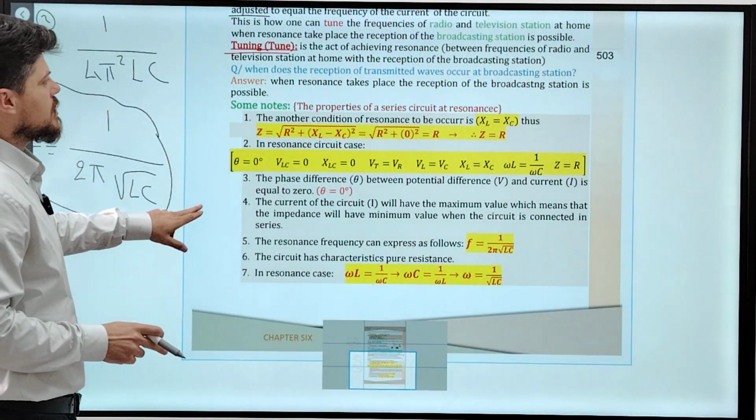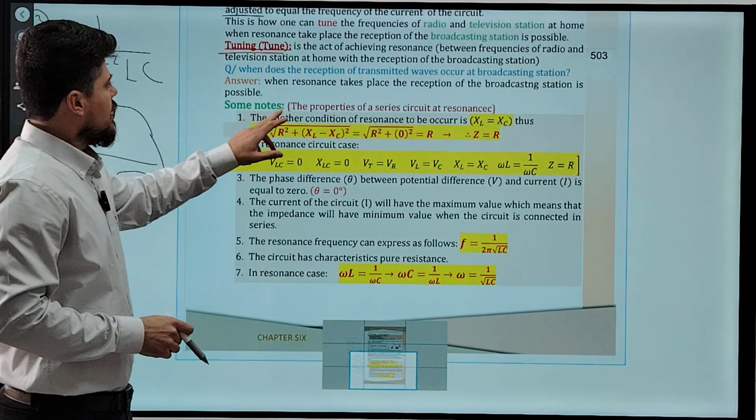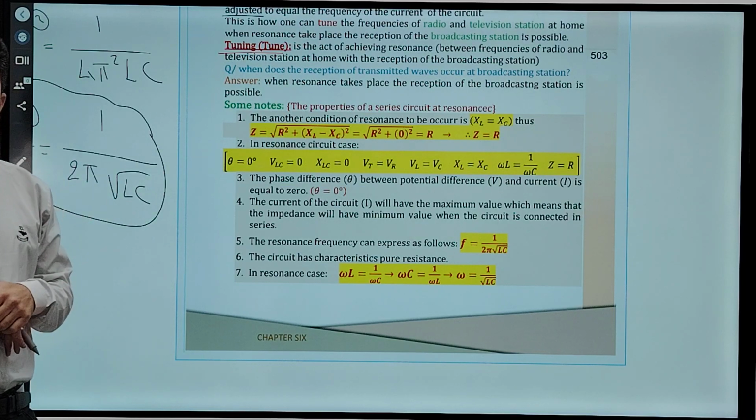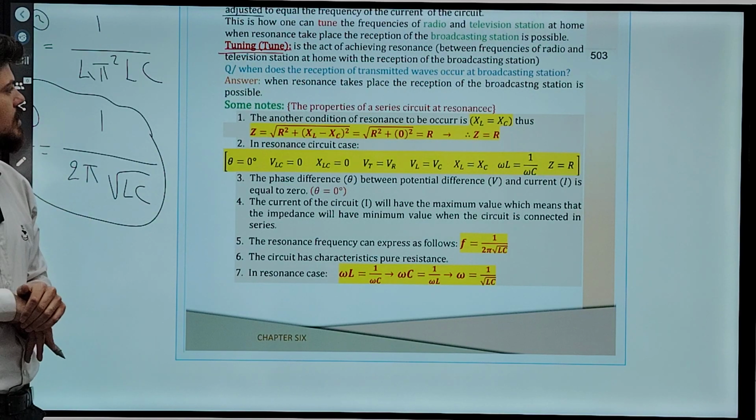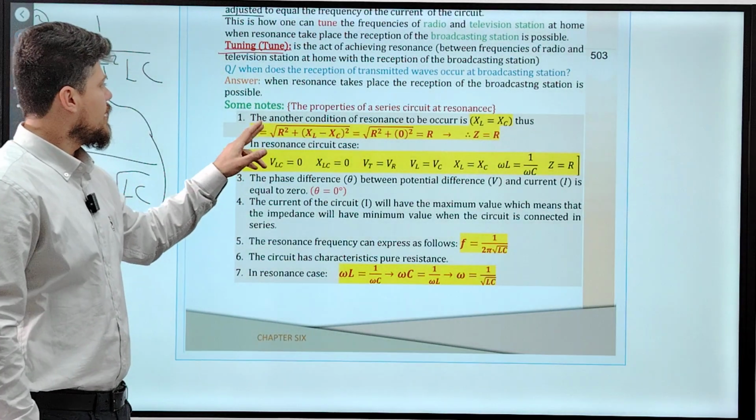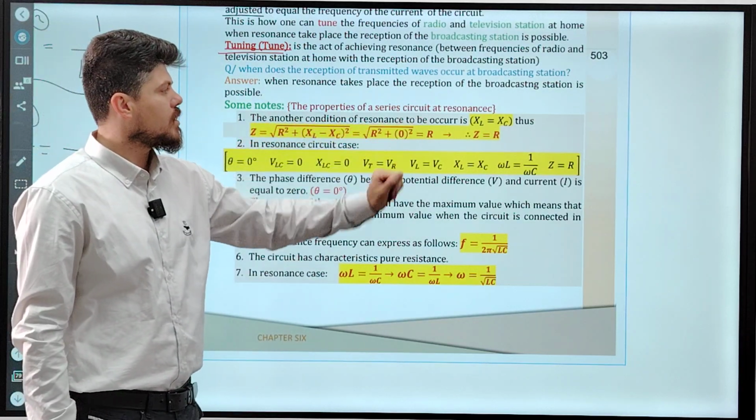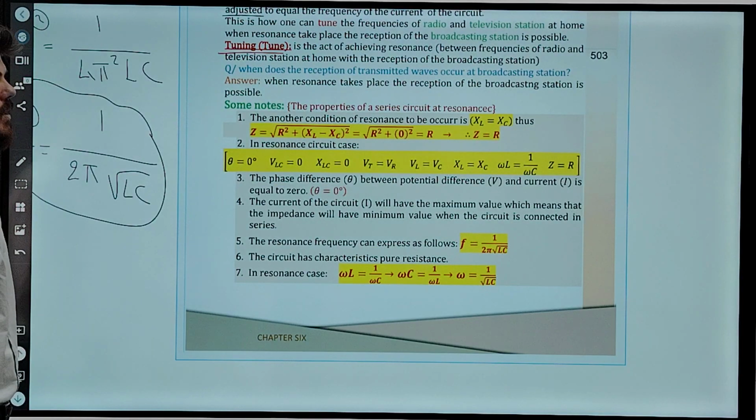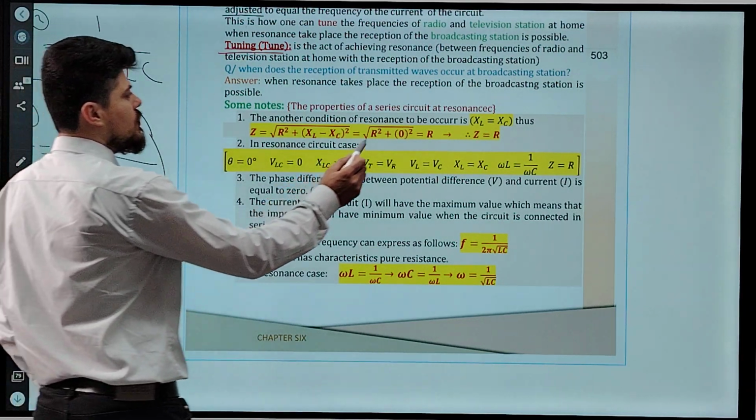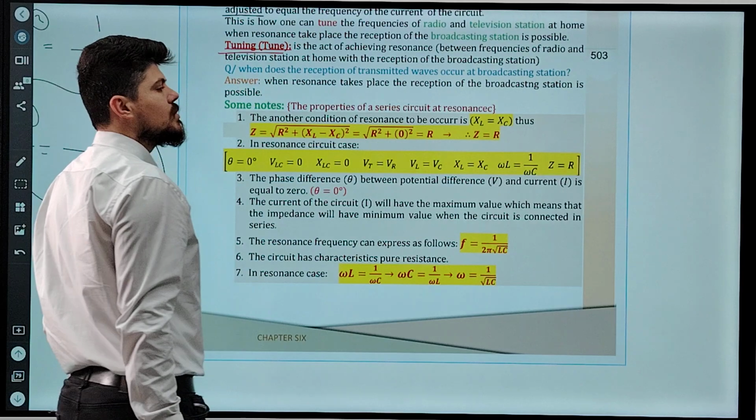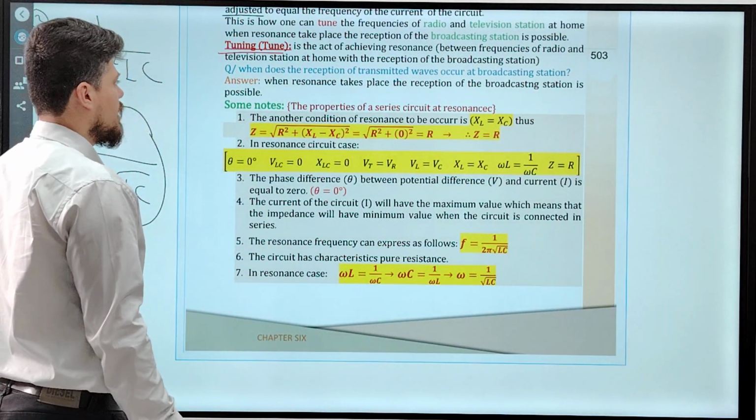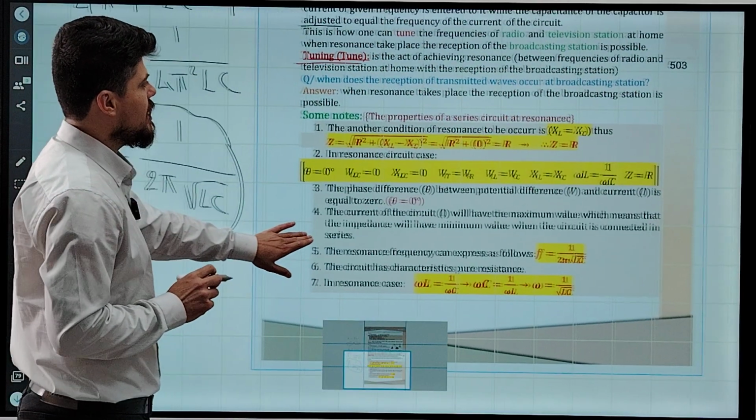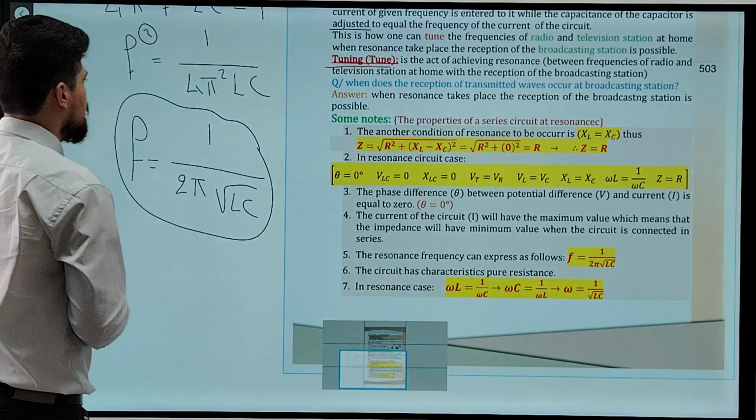Okay, we have some notes about the resonance. The properties of the series circuit at resonance. For a circuit connected in series, another condition for resonance to occur is that XL should be equal to XC. The inductive impedance must be equal to the capacitive impedance.